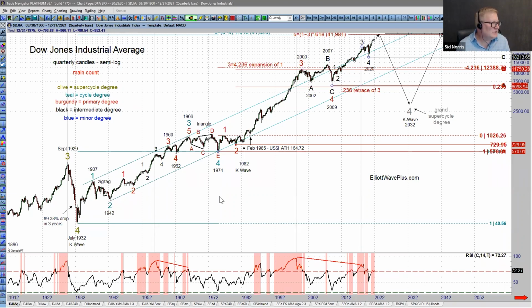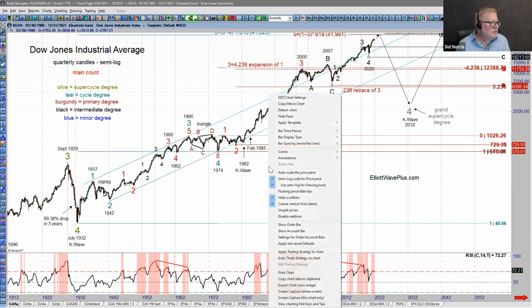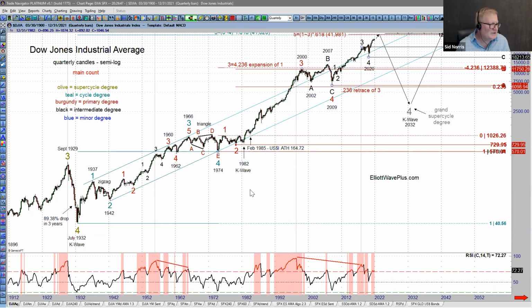Fibonacci targets. First thing you have to do is you must use semi-log, and your drawing tools need to draw in using semi-log math. You can't find this in most platforms. Trade Navigator's got it. Most don't have it. And so I think from that 1932 low, we have a clear 1, 2, and 3 through the year 1966. So that'd be the end of a cycle wave 3, and then a wave 4.